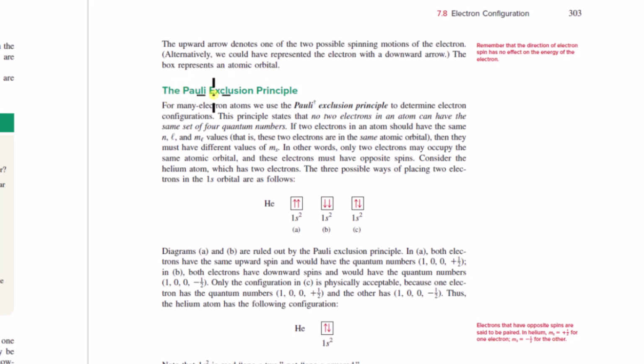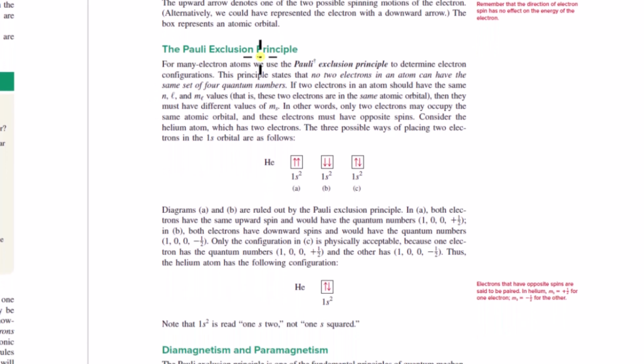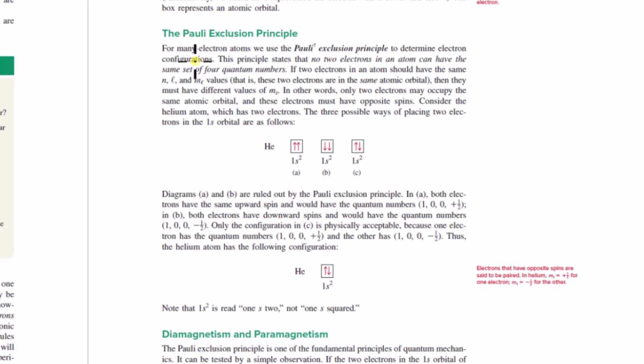Now, to move forward, this is a principle we need to understand, the Pauli Exclusion Principle. For many electron atoms, we use the Pauli Exclusion Principle to determine electron configurations. This principle states that no two electrons in an atom can have the same set of 4 quantum numbers. So you can know exactly how to make electron configurations for multi-electron atoms. This is an important rule here.